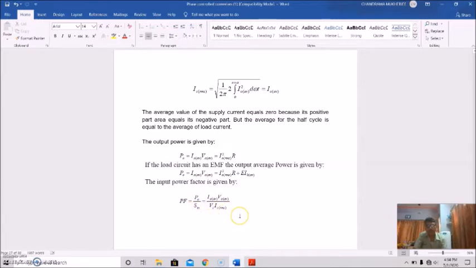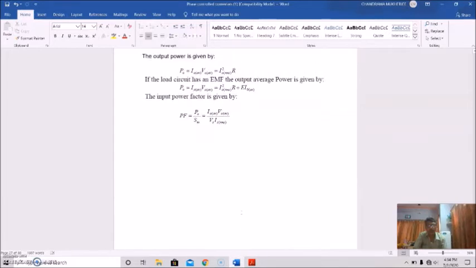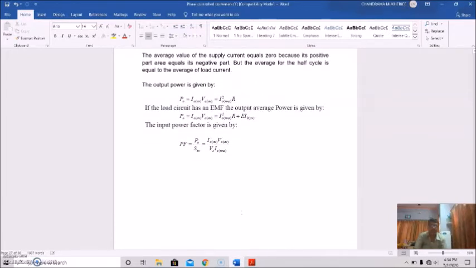So that's all about this discussion of center tap single phase full wave converter with RL load. Okay.